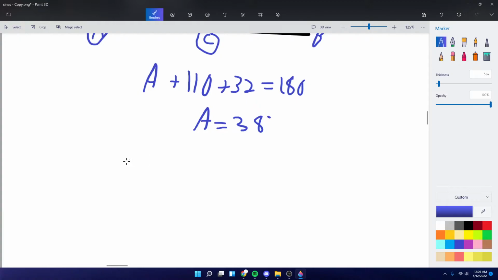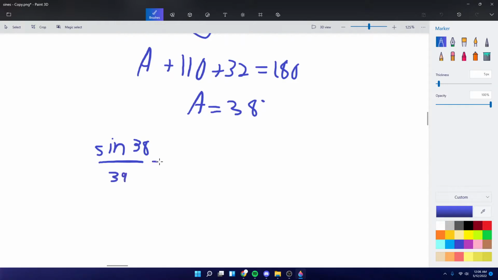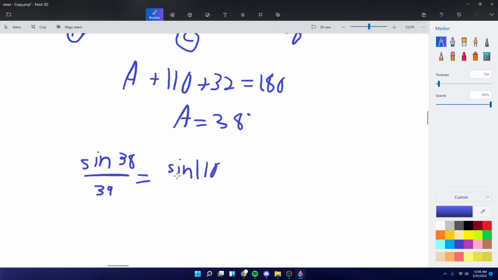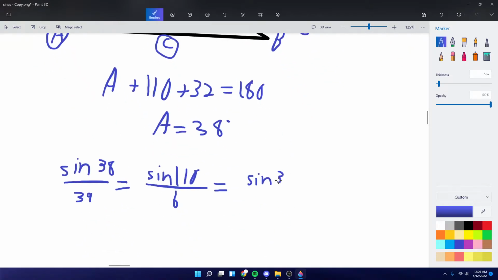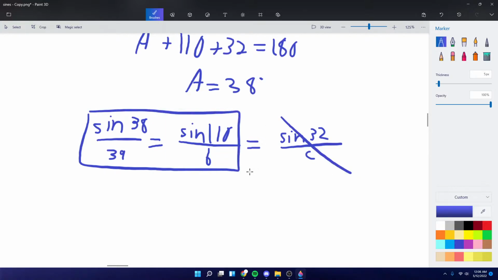And then we can use the law of sines. Sine A, which is 38 degrees, over A, which is 39, equals sine B, which is 110 degrees, over B, and then that equals sine C, which is 32 degrees, over C, which we don't know yet. So first, it's kind of hard to work with an equation with three sides, so we'll just look at these two first and ignore this for now.